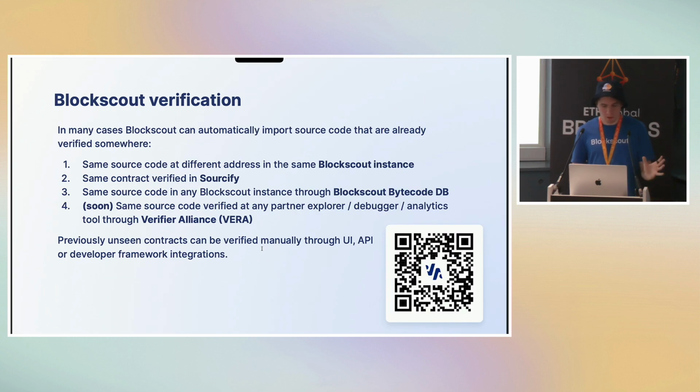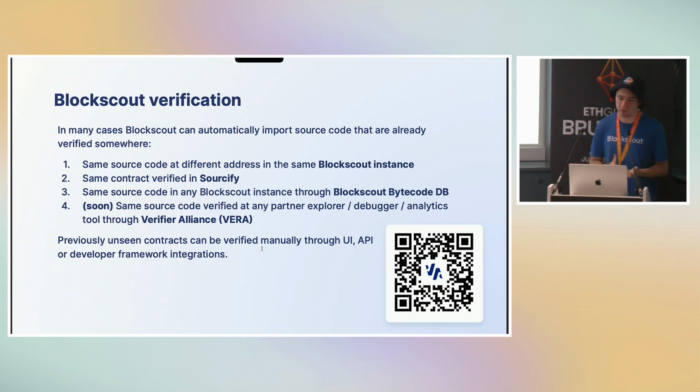So in Blockscout, the way it works is that in many cases, we can also automatically import the source code from different third-party platforms if the contract is already verified. For example, if we are able to match that a duplicate contract with the same source code and the same bytecode already exists on the same Blockscout instance, there is a good chance it will be automatically matched and verified without any user action needed.